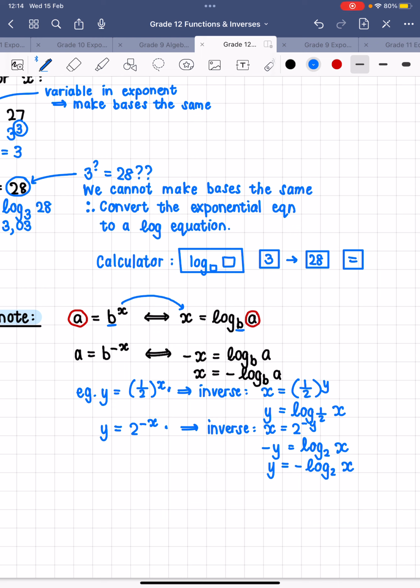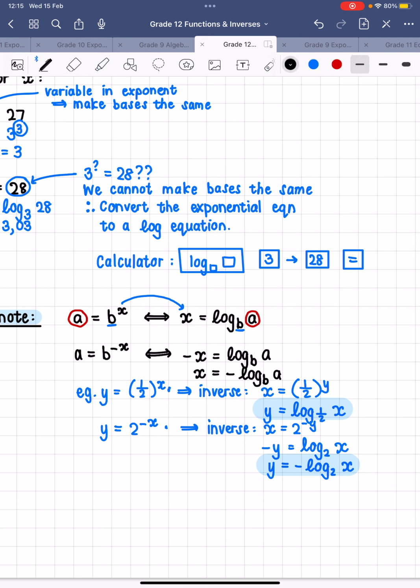Now, guys, these two equations are actually equal to each other. They come from the same original function. y equals a half to the power of x is the same as y equals 2 to the power of negative x. So their inverses would also have to be equal. So that is something that you can also remember.